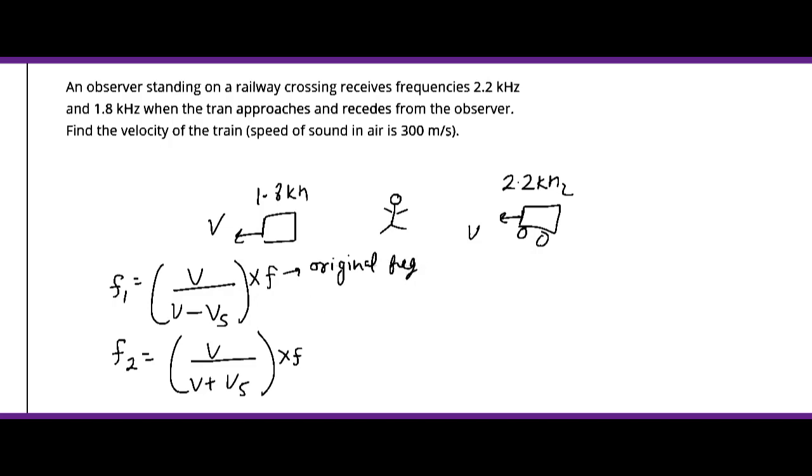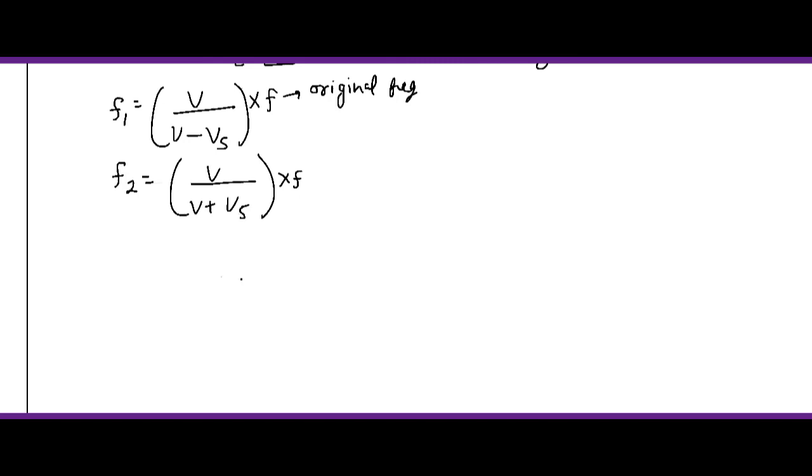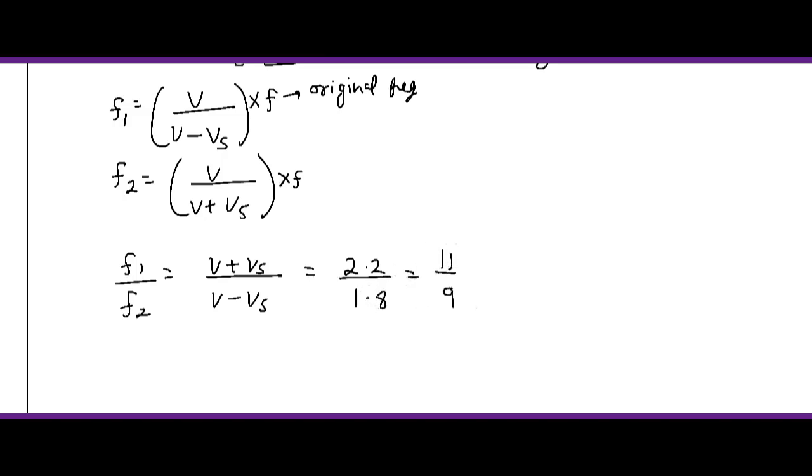This f is the original frequency. Okay, so let's take the ratio of f1 and f2. f1 upon f2 will become v plus vs upon v minus vs. Now f1 is given as 2.2 kilohertz and f2 is 1.8 kilohertz, that is 11 upon 9. Now cross multiply, we will get 9v plus 9vs equal to 11v minus 11vs.